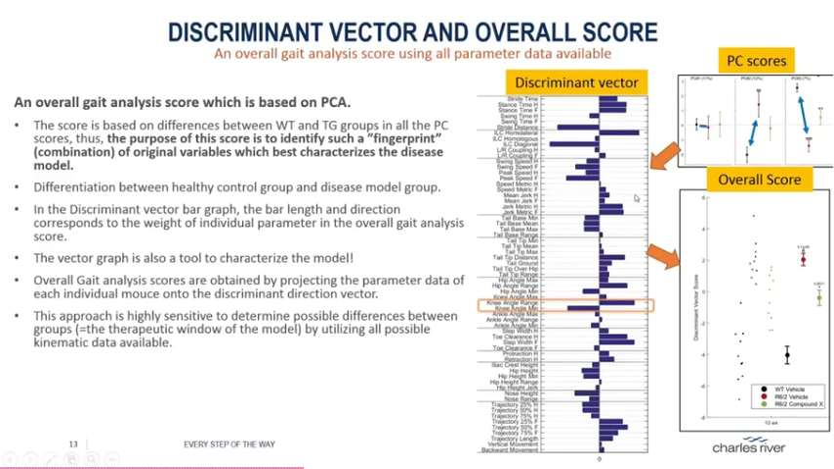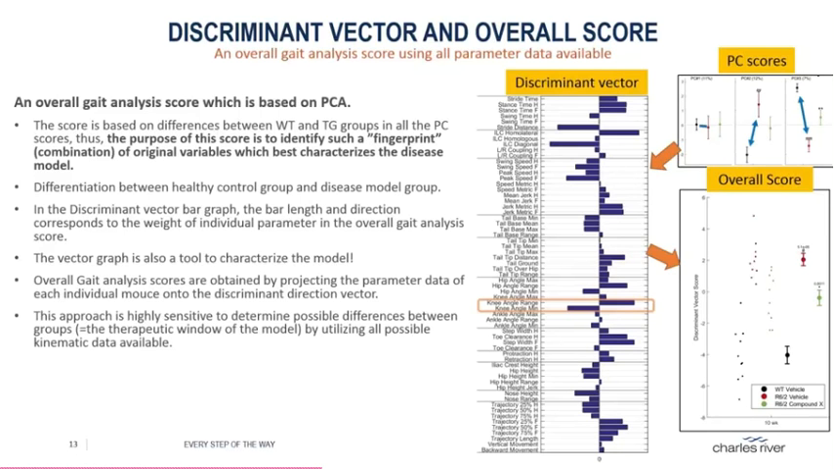The discriminant vector bar graph illustrates which parameters altogether characterize the disease model. And the bar length and direction shows how the disease model differs from the control. For example, here we have the increase in knee angle range and decrease in minimum knee angle, or here is a highlighted example. So we can see how the transgenic mice differ from the wild type. And overall, we can call this discriminant vector a kinematic fingerprint of the model. So one glimpse and we see everything that's happening in kinematical parameters.